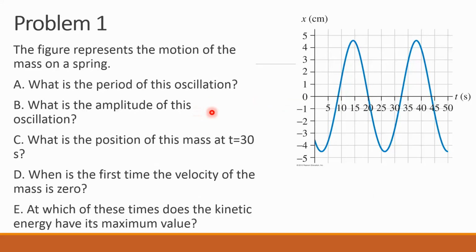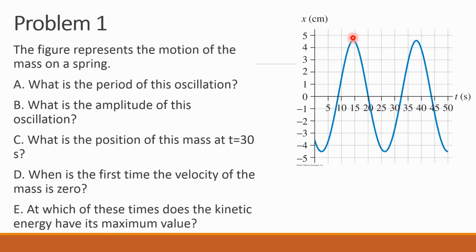So let's look at an example. Let's say we have a mass on a spring, and this is how its position is over time. So we have a few questions to think about. First, what's the period of this oscillation? Now remember, a period is the time it takes to do one complete cycle.